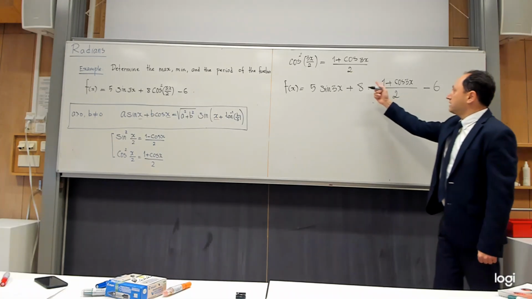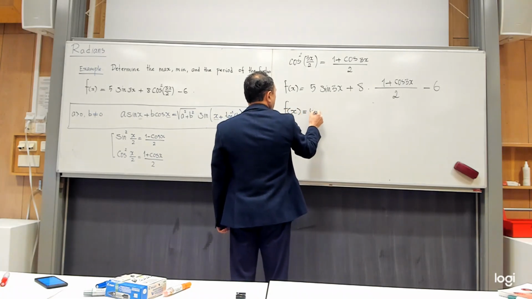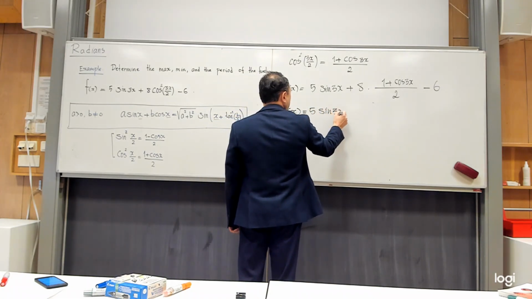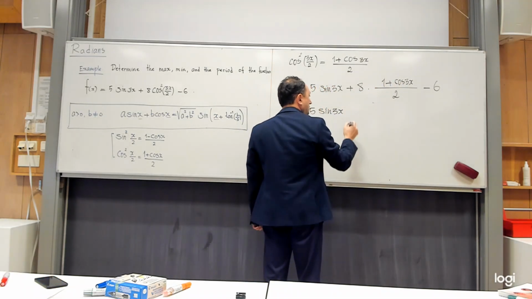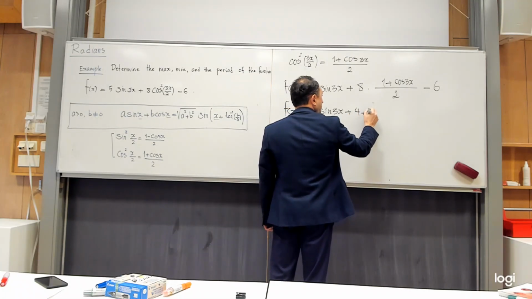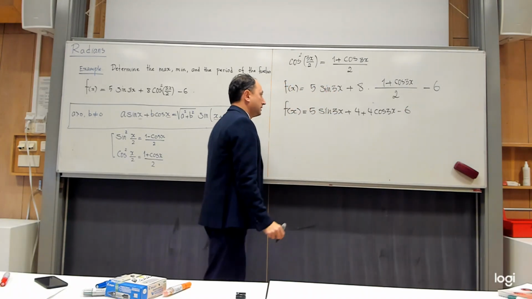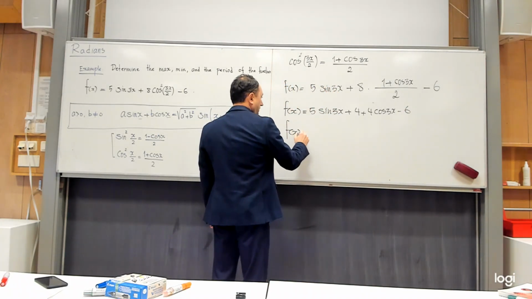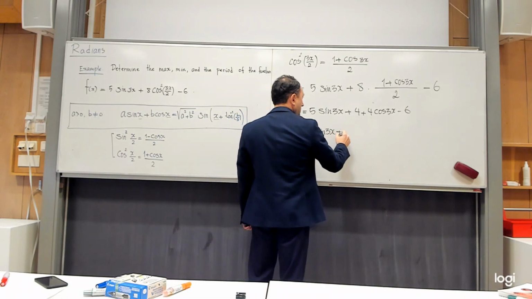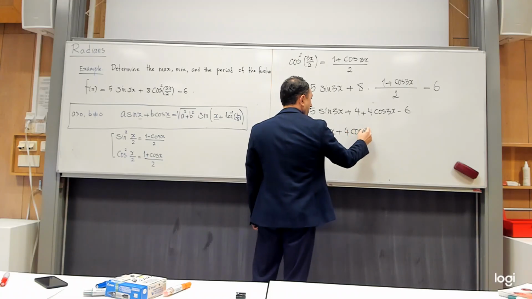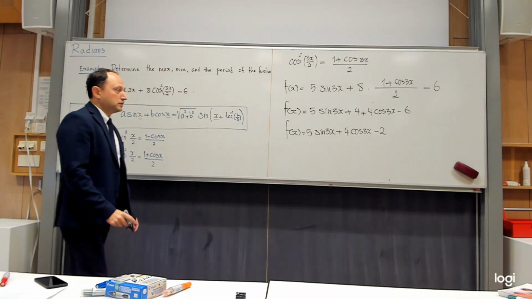Okay, this 2 and that 8 are simplified. I get a 4. So it becomes 5 sine 3x. This becomes a 4, but I have to multiply 4 both here and there. So it becomes plus 4 cosine 3x. And then I have minus 6. And then let me simplify the last thing. So it becomes 5 sine 3x plus 4 cosine 3x and then minus 2. So this is the simplified version of my function.